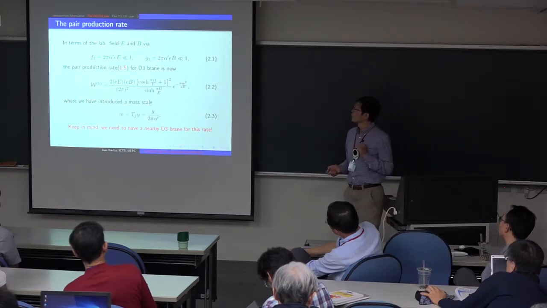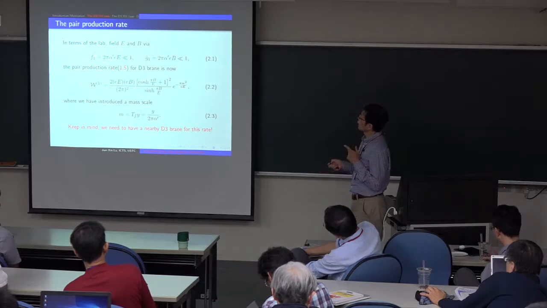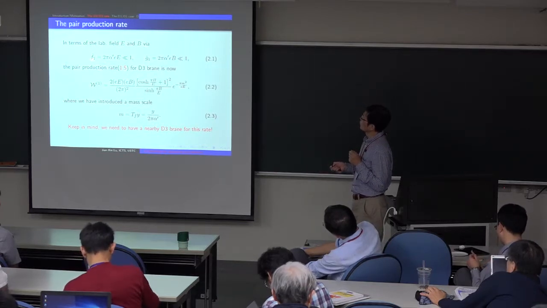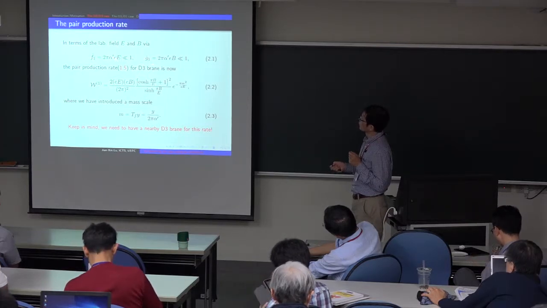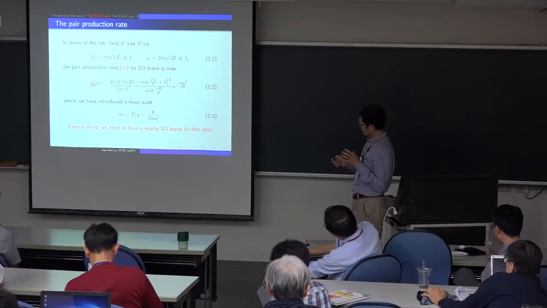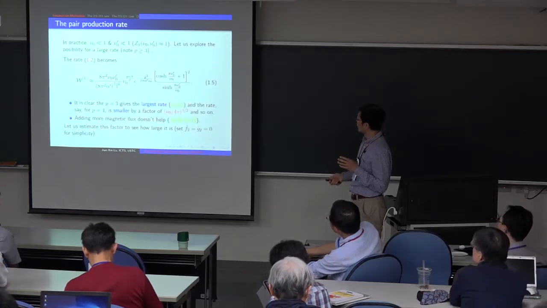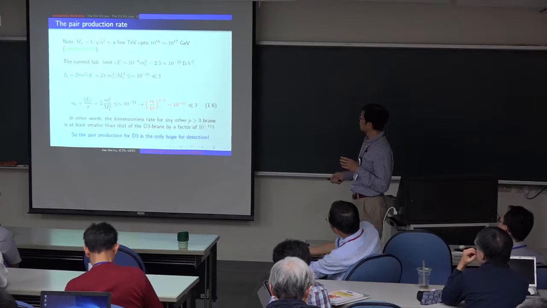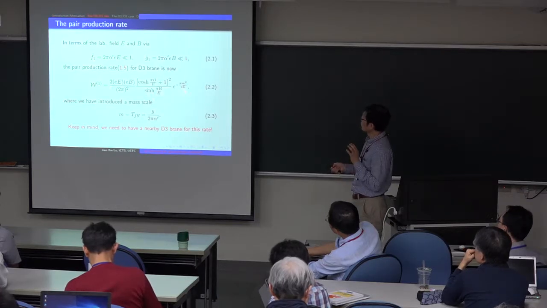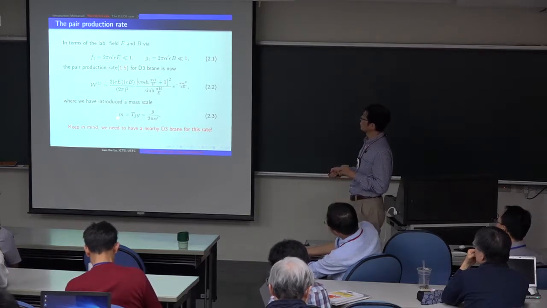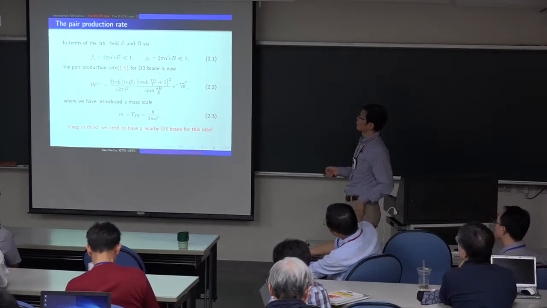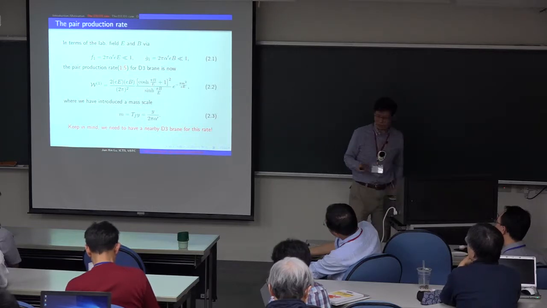In terms of lab electric and magnetic fields, we can write the dimensionless electric flux and magnetic flux using the lab fields. The rate I gave before, if you take p equal to 3, can be expressed simply like this. Here we introduce a mass scale, given by the tension times the string length, which is basically the lowest mass of the open string. If you look at this, it looks like it has nothing to do with the string scale.